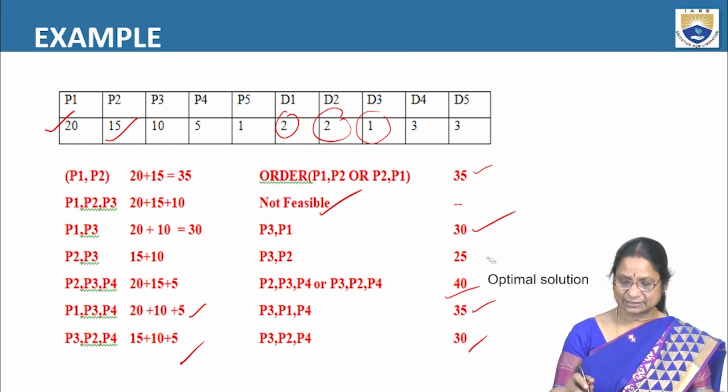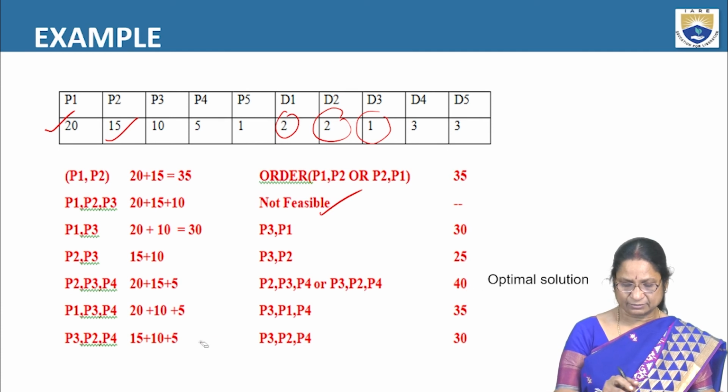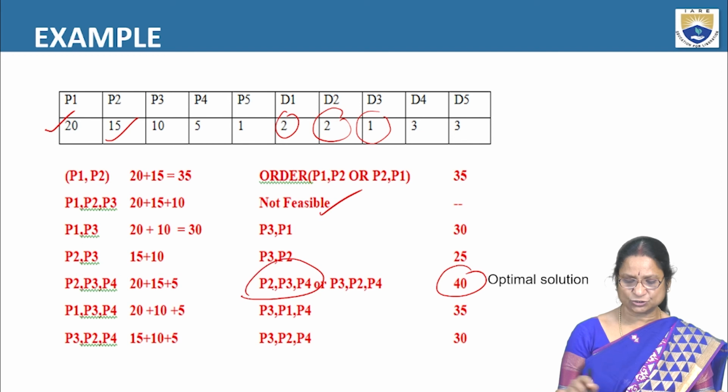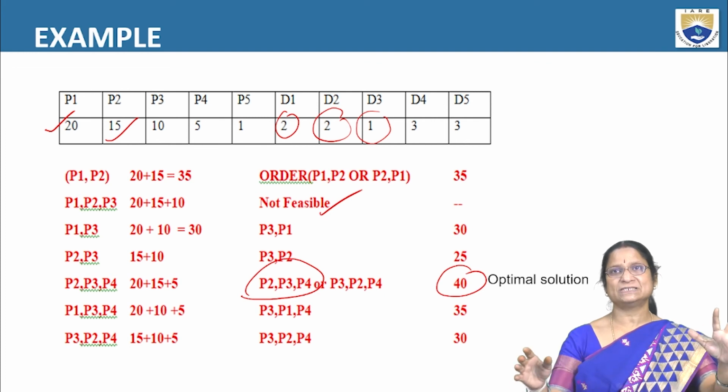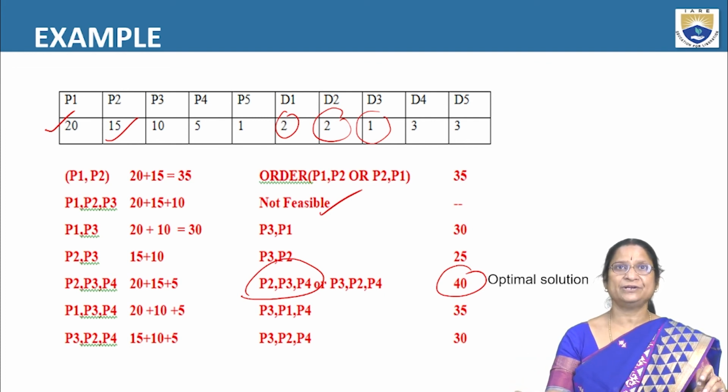Among all these, which is having the highest one? We are having the highest profit, 40, if we are including the second, third and fourth jobs. Actually, with 5, multiple combinations will be there. But among them, we are reducing. First, we are including P1, then we are including P2, and next highest.